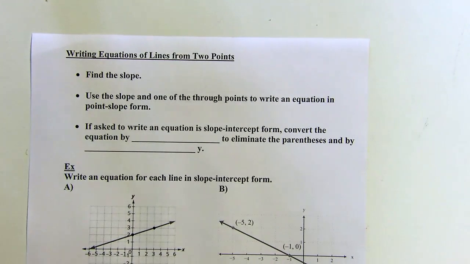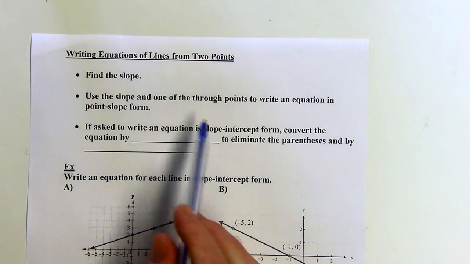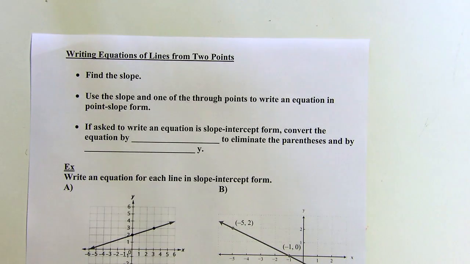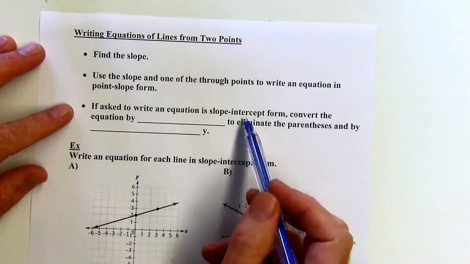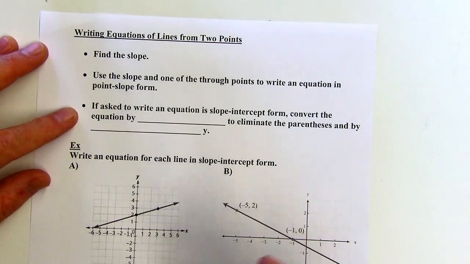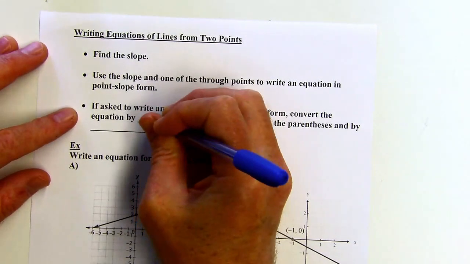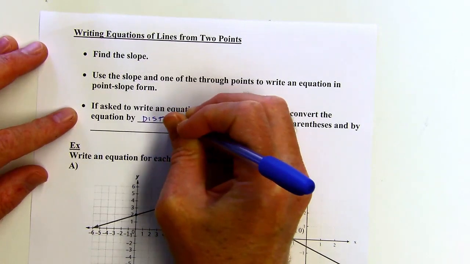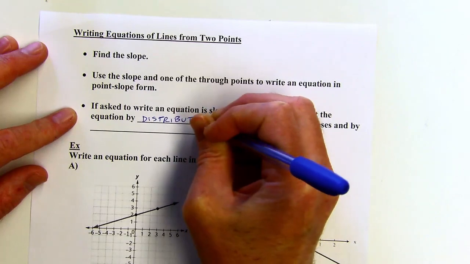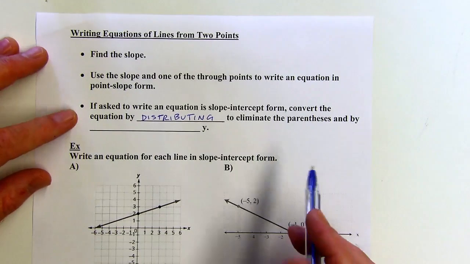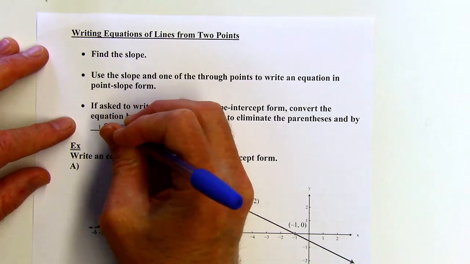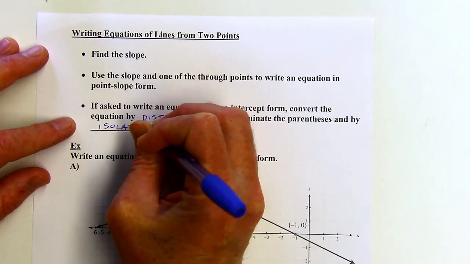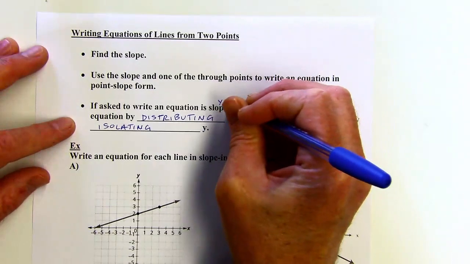All right, so if you're not given the slope, you have to find it from the info. All right, and then you're going to use the slope and one of the through points to write an equation in point-slope form. All right. Last step, if asked to write an equation in slope-intercept form, we're going to convert the equation by distributing to eliminate the parentheses, and then by isolating y. So we want to get rid of the parentheses and get y by itself if we need it in slope-intercept form, which looks like this.